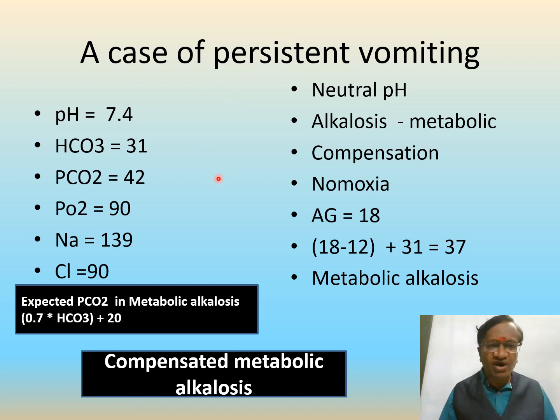A case of persistent vomiting. pH is 7.4, neutral pH. So everything is fine, I think. Bicarb 31, you see here. pH is 7.4, bicarb 31, PCO2 is 42, PO2 is 90. Now you see, neutral pH. Metabolic alkalosis, well compensated. Normoxia, anion gap is 18. 18 minus 12, that is 6, plus 31, 37.